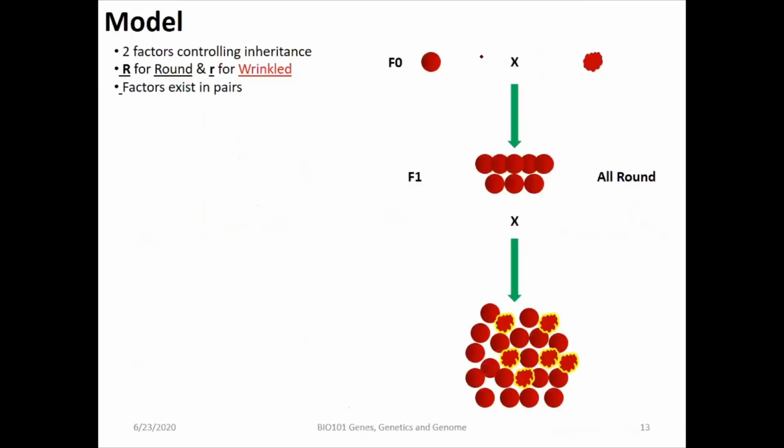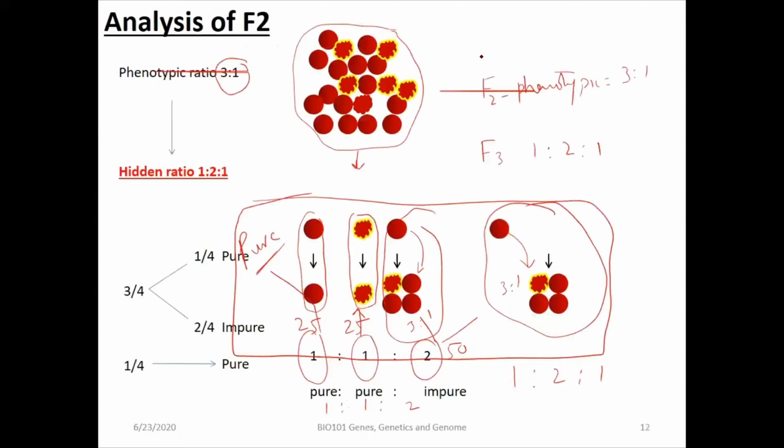Sir, I think Mariam has a question as well. Yes, Mariam. Sir, the ratio that we talked about, 1:2:1, the one that came after crossing the F2 plants, seeds. Sir, among the round ones, do only some of them produce a mixture of round and wrinkled, or are the wrinkled too impure? Very good question. No, only the round ones produced a mixture, not the wrinkled.